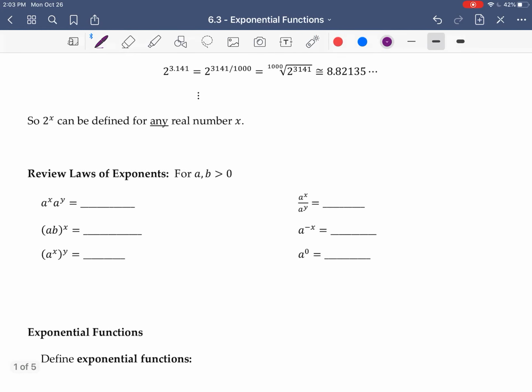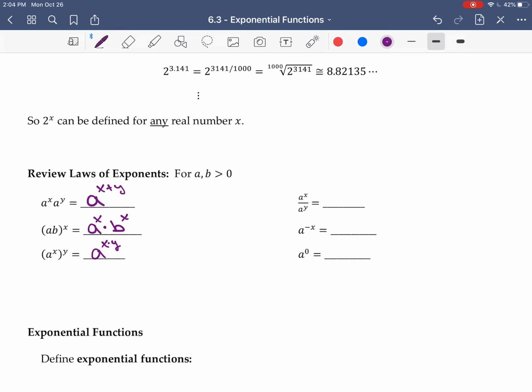So just to remind you, the exponent rules are going to be extremely important in this section and from now on. So we want to remind ourselves how to use exponents. So if a and b are positive numbers, a to the x times a to the y is going to be a to the x plus y, so we add the exponents. If we have a times b all to the power x, that's a to the power x times b to the power x. A to the power x all to the power y is a to the power x times y in the exponent.